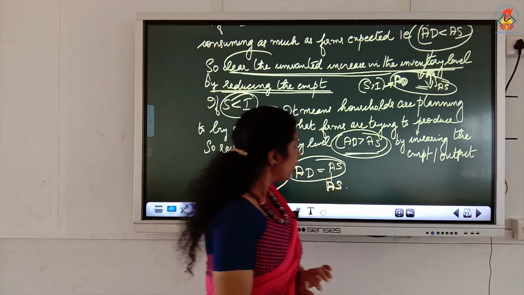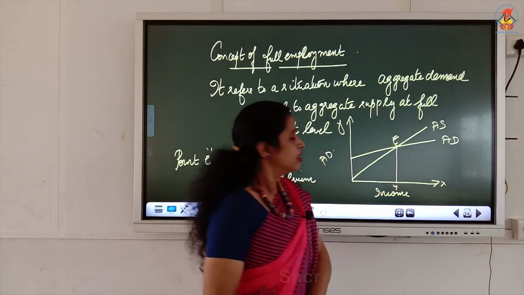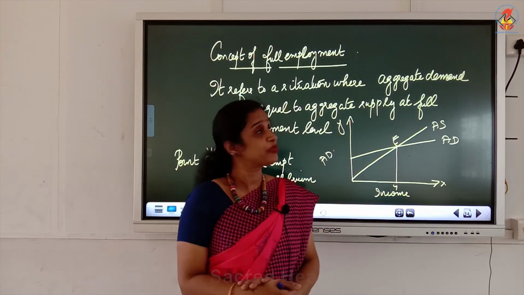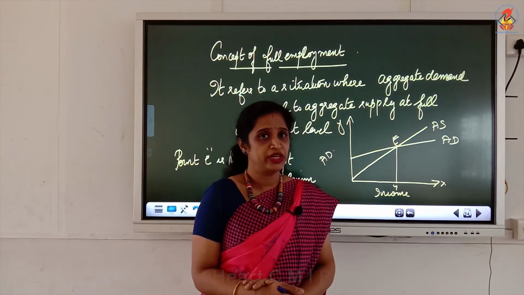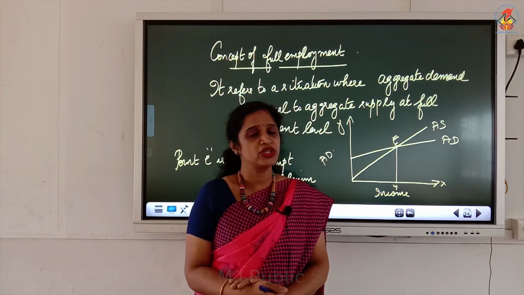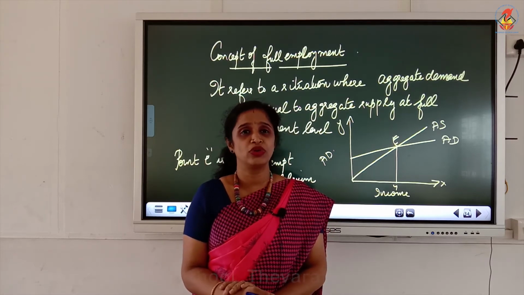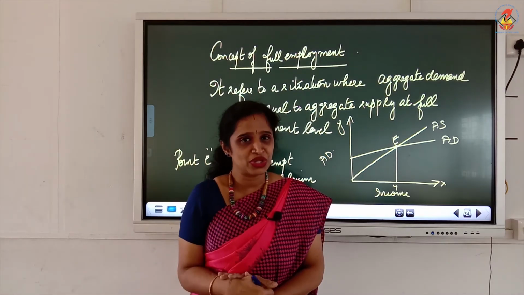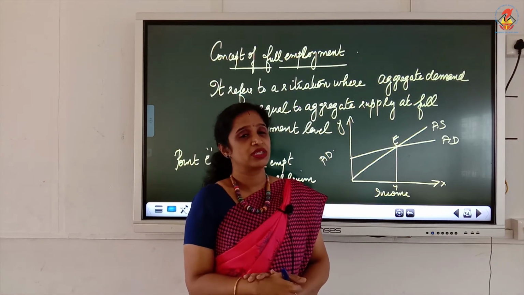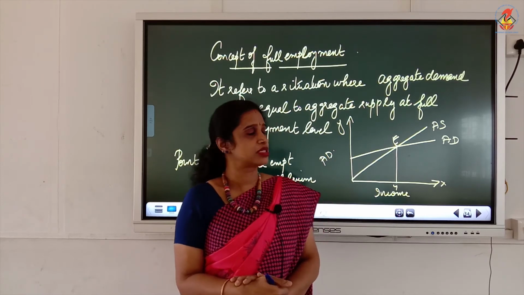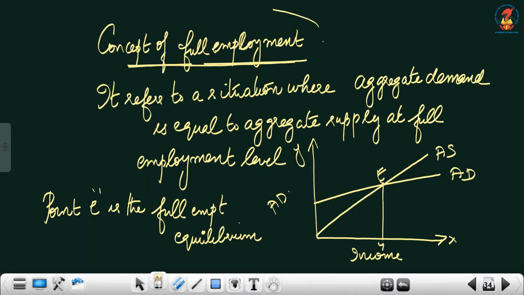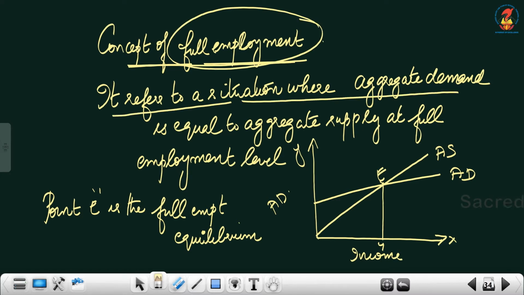Okay. Now we will move on to the next concept, that is the concept of full employment, the concept of underemployment, and the concept of overfull employment. These three are very necessary in order to learn the next topics which are going to come, and we will see what is the full employment approach given by Keynes. Full employment, the concept of full employment: what is this? It refers to a situation where aggregate demand is equal to aggregate supply at the full employment level.